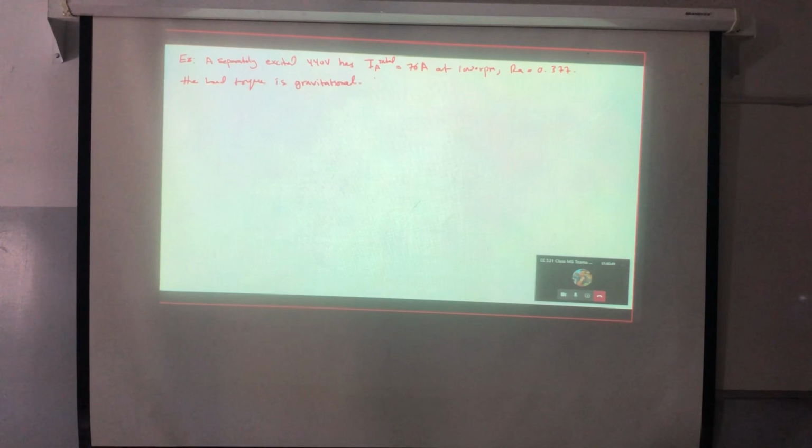And for this drive, a dynamic braking resistance of, let's say, 2 ohm is used. Calculate the new steady state operating point.